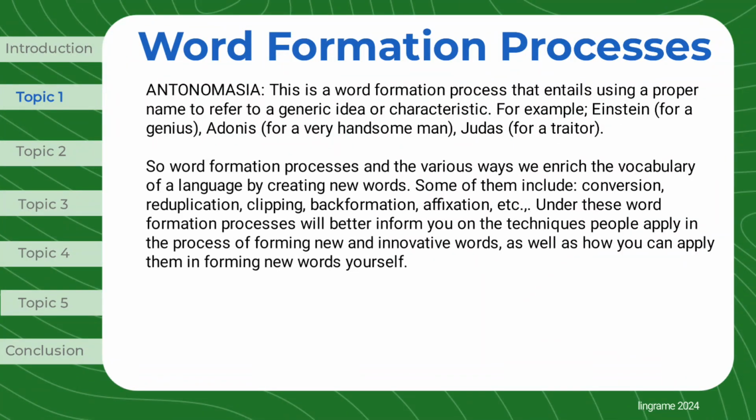Antonomasia. This is a word formation process that entails using a proper name to refer to a generic idea or characteristic. For example, Einstein, for a genius; Adonis, for a very handsome man; Judas, for a traitor.